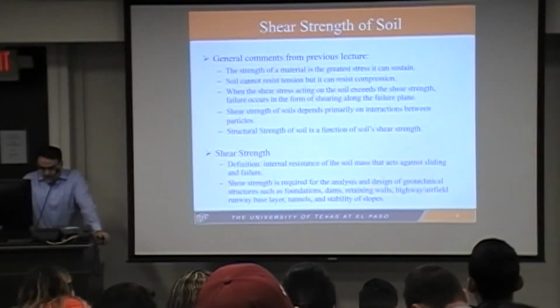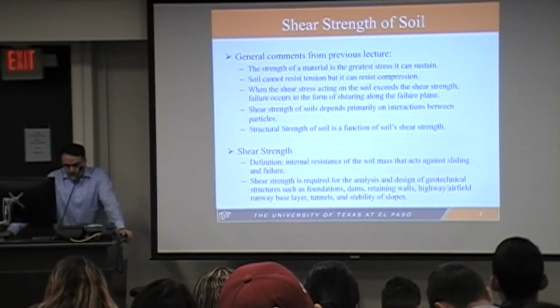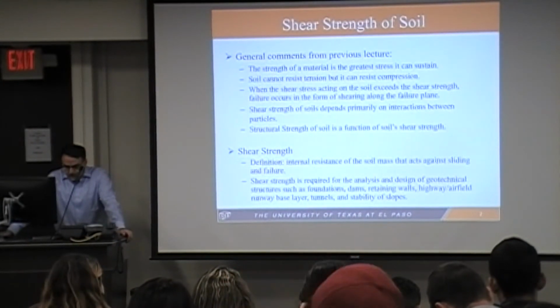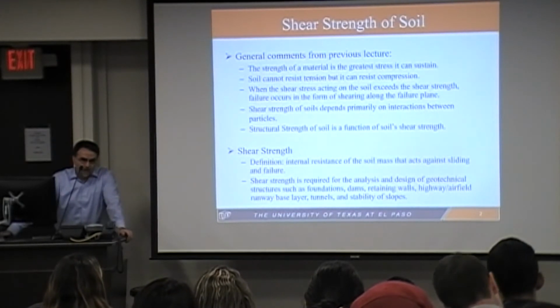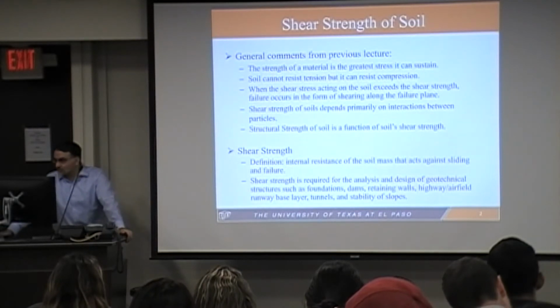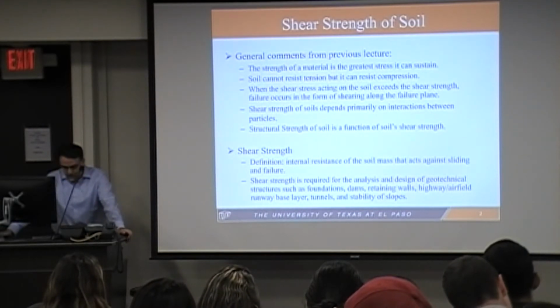When the shear stress acting on the soil exceeds the shear strength of the material, failure happens along the failure plane. Again, the failure plane is the plane on which the combination of the normal and shear stresses is higher than the shear stresses and normal stresses that the soil can sustain.